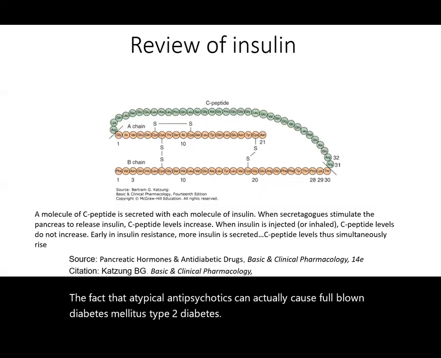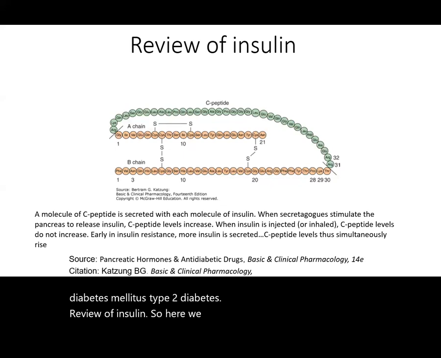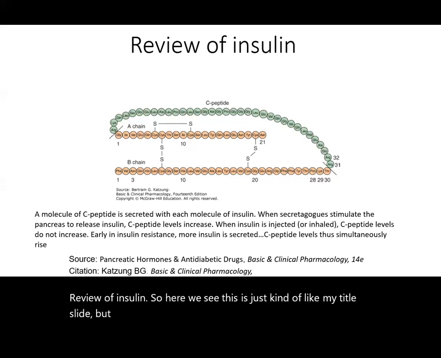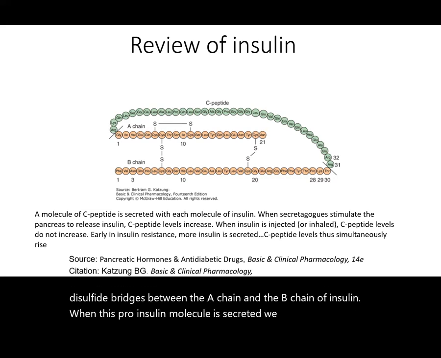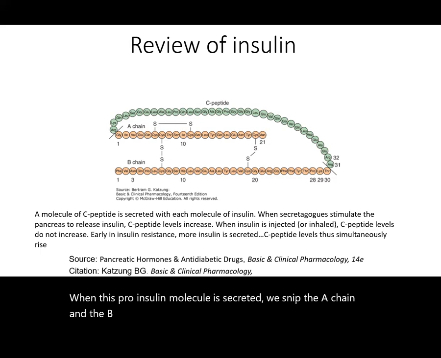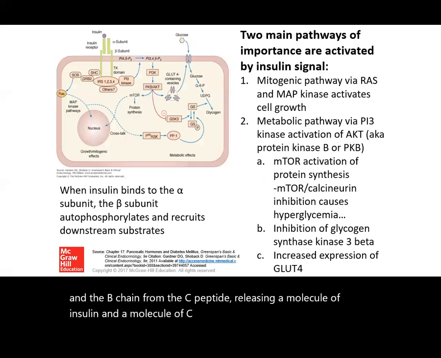Review of insulin. So here we see, this is just kind of like my title slide, but remember there's the C-peptide and there's the 2 disulfide bridges between the A chain and the B chain of insulin. When this proinsulin molecule is secreted, we snip the A chain and the B chain from the C-peptide, releasing a molecule of insulin and a molecule of C-peptide.